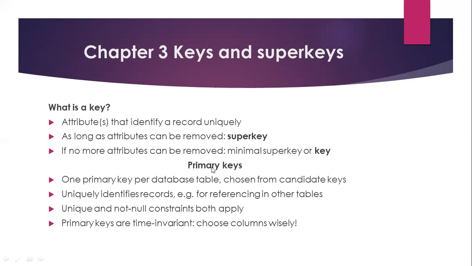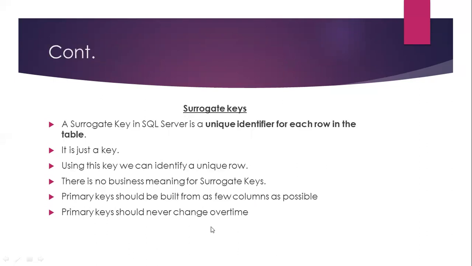Now we will discuss primary keys. One primary key per database table, chosen from candidate keys. It uniquely identifies records, for example, for referencing in other tables. It is unique and not null, both constraints apply. Primary keys are time invariant, which means choose columns wisely.